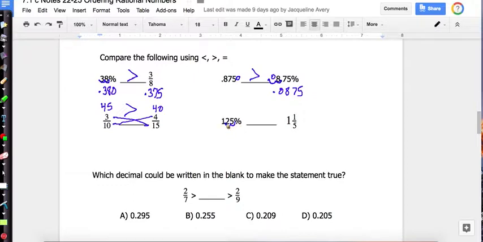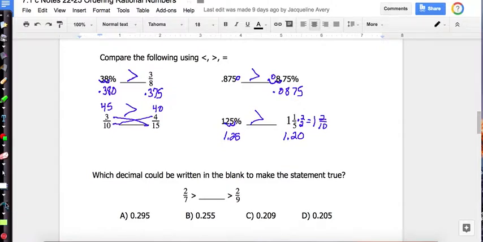And the last one, 125%, 2 to the left. So we have 1 and 25 hundredths. And here we have 1 and 1/5. 1/5 can turn into a friendly fraction by multiplying top and bottom by 2. So we have 1 and 2/10, which is 1.2. Now they don't have the same amount of places, so I can add a 0. How does 1 and 25 hundredths compare to 1 and 20 hundredths? Good, it's greater than.